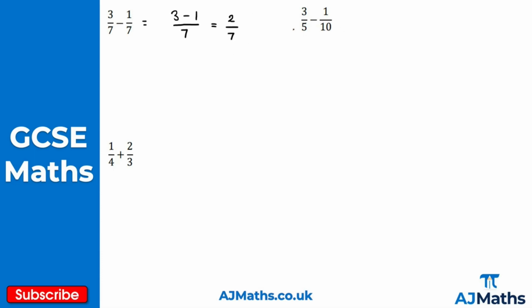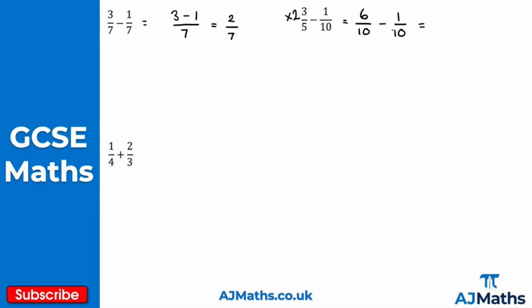Okay. For the next one here, well, the first thing I notice is we don't have a common denominator. So now the first thing we do is we check whether the larger number is a multiple of the smaller number. So is 10 a multiple of 5? Well, it is, because if I times 5 by 2, we get 10. So that tells us that we need to take this fraction here and times it by 2. So 3 times by 2 is 6. 5 times by 2 is 10. So we get 6 over 10. And we're subtracting 1 over 10. So we minus 1 over 10 here.